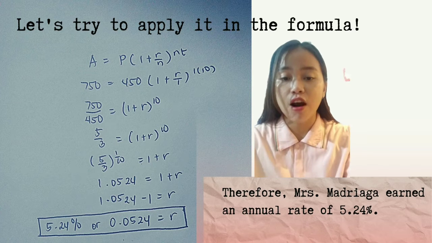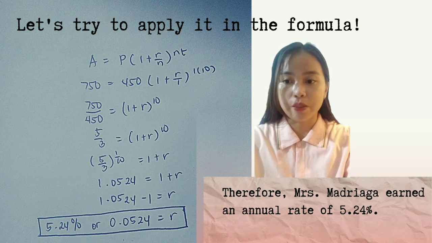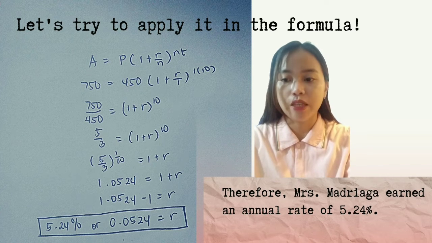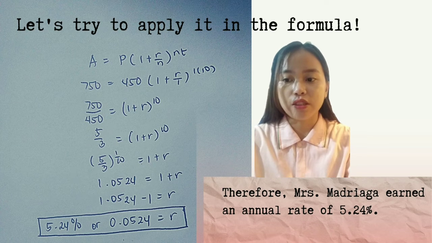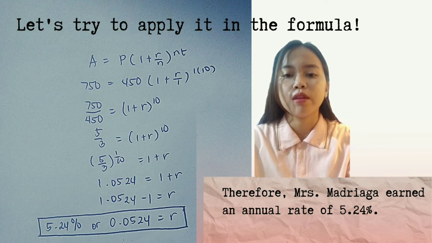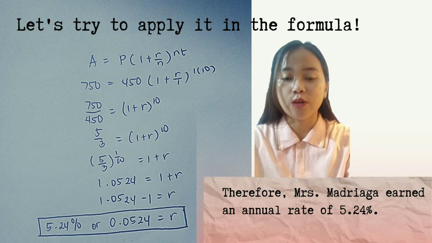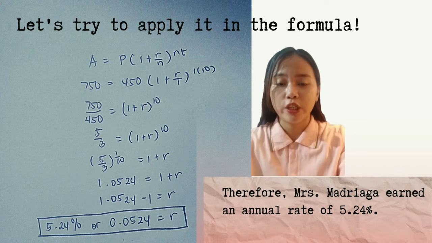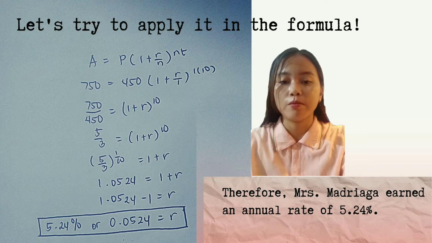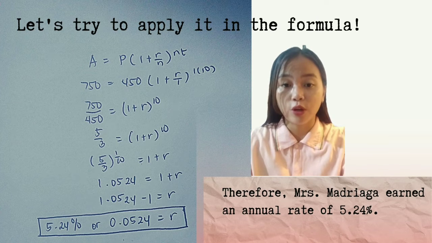We are solving for the rate R. We will do this using the following steps. Divide both sides by 450: 750 over 450 equals the quantity of 1 plus R raised to 10. Simplify the left-hand side, but we need to be careful about rounding, so we will keep the fraction for now: 5 over 3 equals the quantity of 1 plus R raised to 10. Raise both sides to the 1 over 10 power to clear the power of 10 on the right. 5 over 3 raised to 1 over 10 equals 1 plus R. Calculate the value on the left and solve for R.